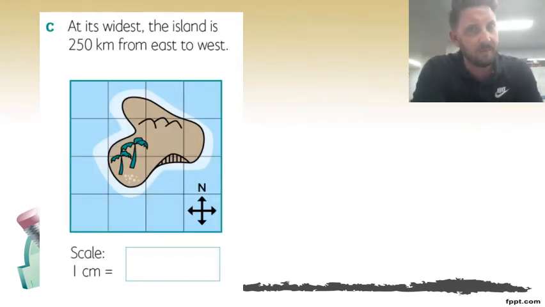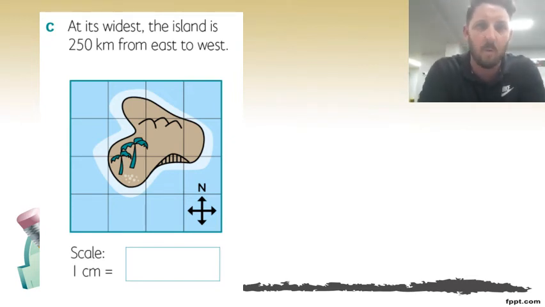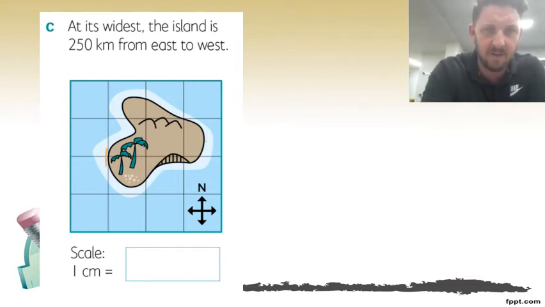Here's my third one. Now this is a bit trickier and I've left this one for you guys to do because the first ones are really easy. It says at the widest part of the island, it is 200 kilometres, east to west. Now, you can see if we have a look at the widest part, it's around about 2.5 squares. Now, I want you to stop the video now and see if you can work out exactly what 1 square would equate to.